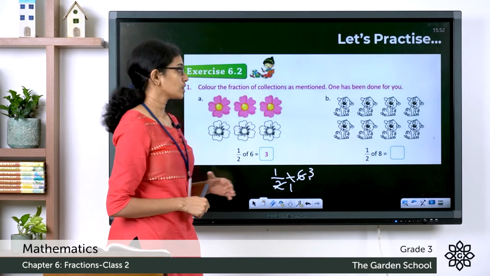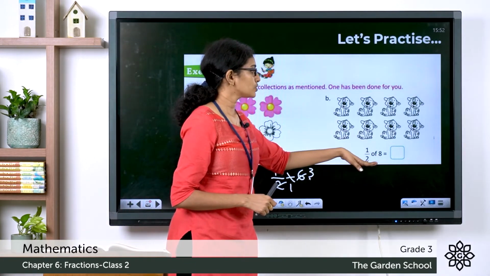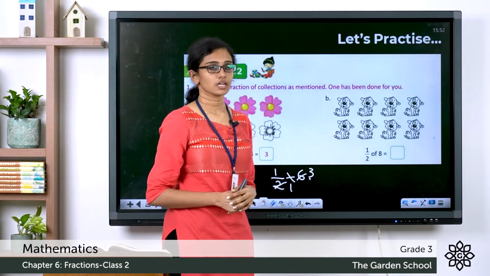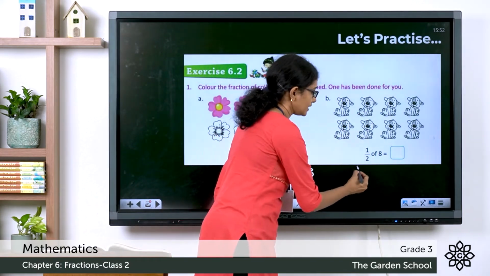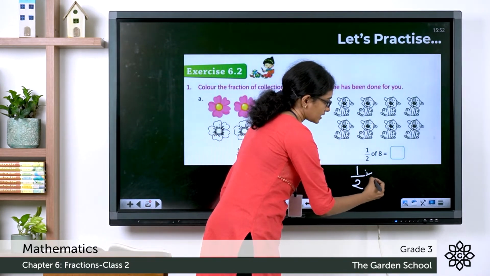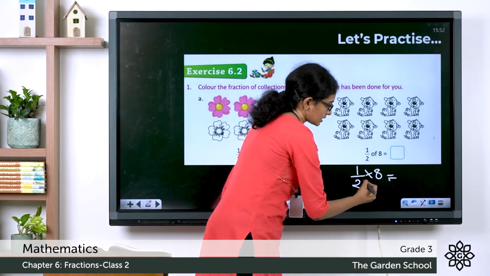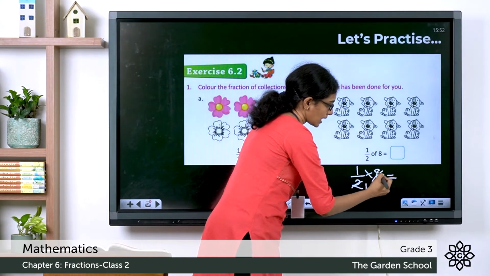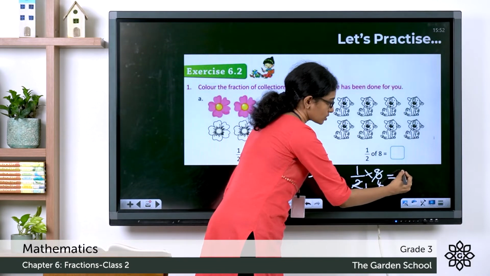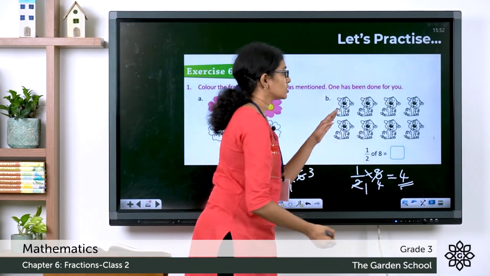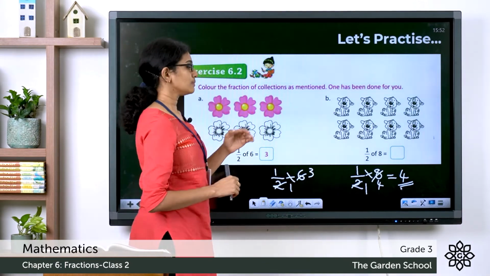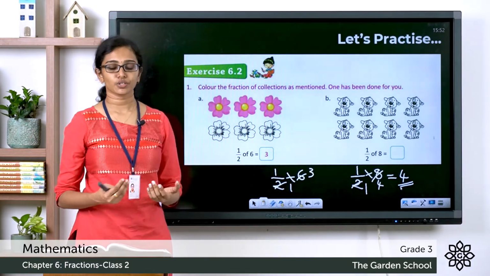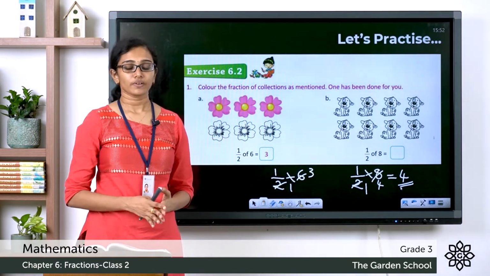Similarly, you have to find out 1/2 of 8 in this question. You can see 8 dogs here. What is 1 by 2 of 8? 1 by 2 of 8 is 1 by 2 into 8. That is, 2 by 2 is 1, 8 by 2 is equal to 4. So in this question you have to color 4 dogs. Similarly, you can complete the rest of the questions from that set of exercise.